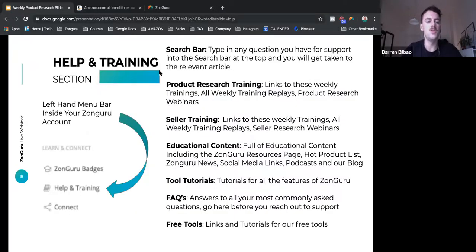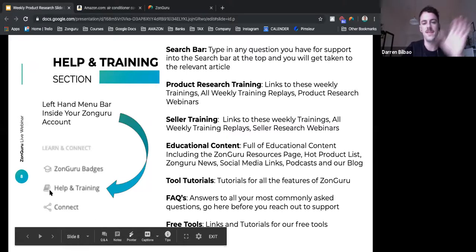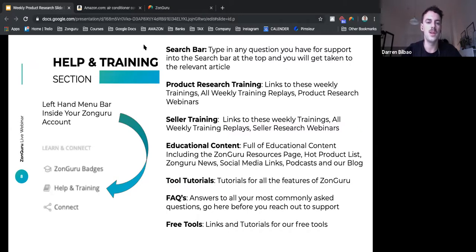So this is a new part of the Zonguru portal. If you look on the left-hand bar when you log into Zonguru, you'll see the help and training section. Inside, it has a search bar that you can type any question for support into, and you click enter and you'll get taken to the relevant answer before you even have to reach out to support. So you can get your answer straight away there.